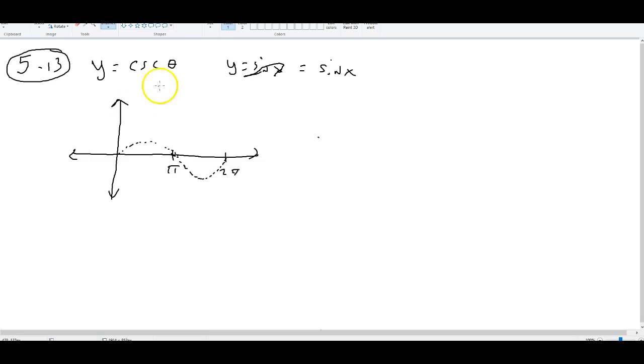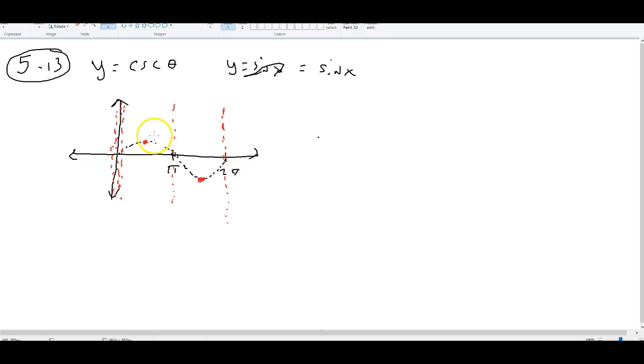So when sine is 0, cosecant ends up being an asymptote, 1 over 0. Sorry about the inaccuracy here. When sine is 1, 1 over 1 is also 1. And then back to 0. 1 over 0 is undefined, therefore an asymptote. 1 over -1 would be -1. And then we're back to being an asymptote.